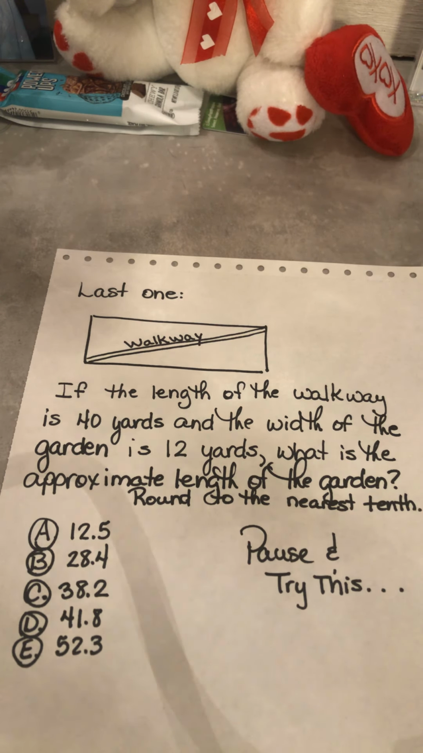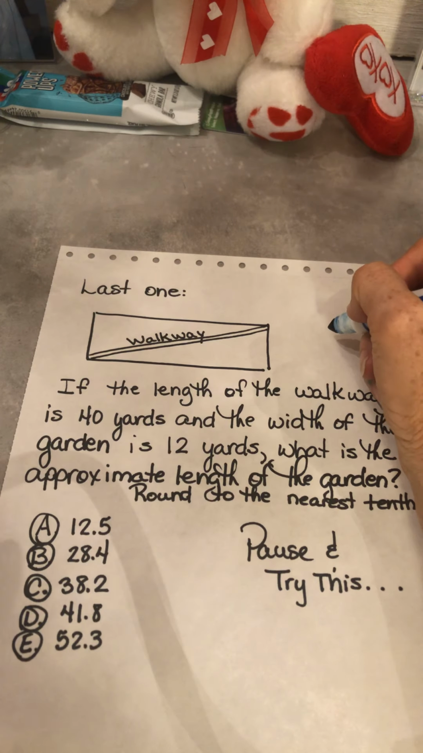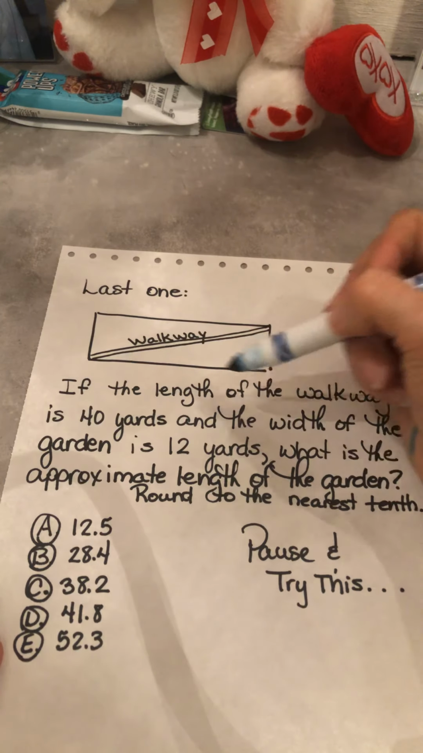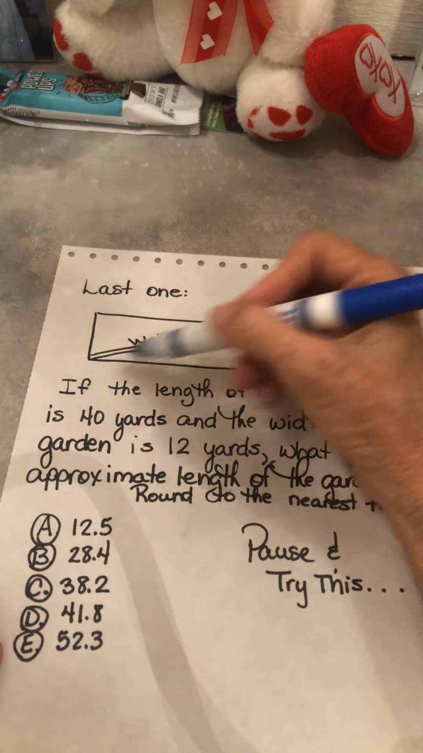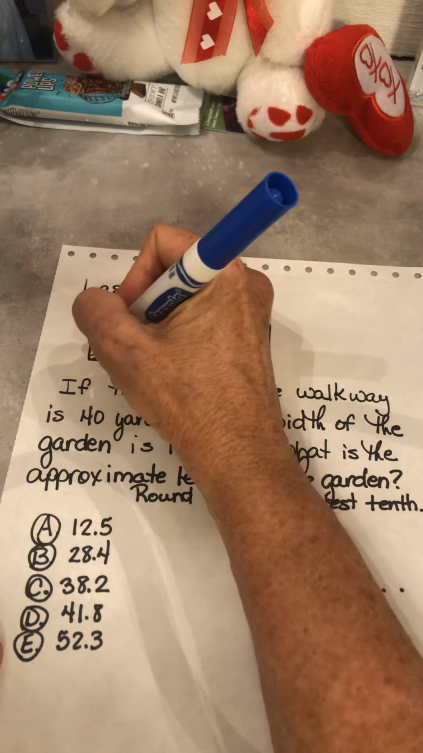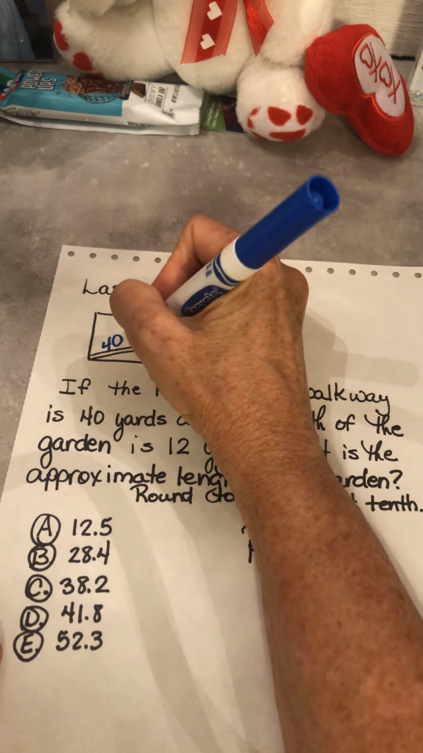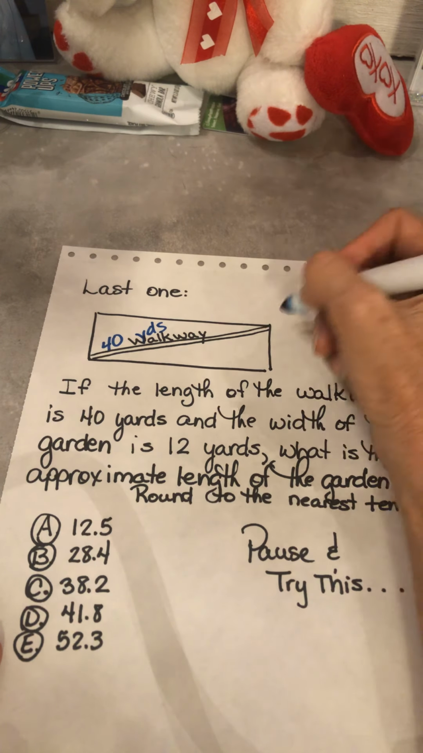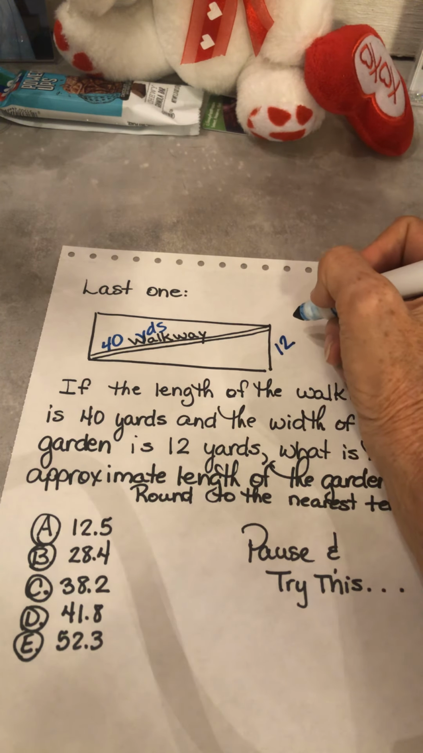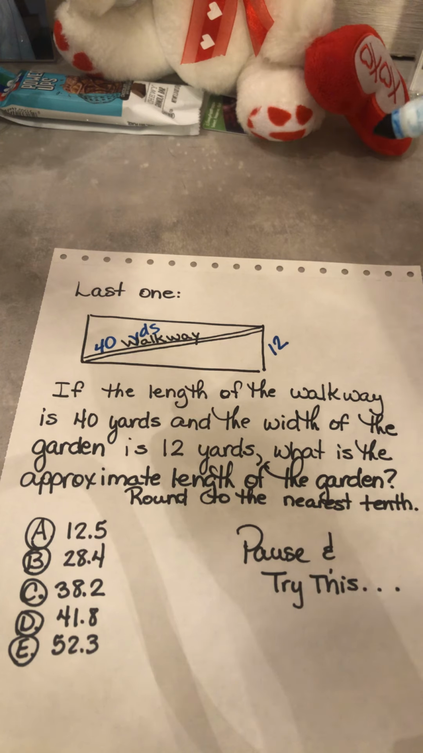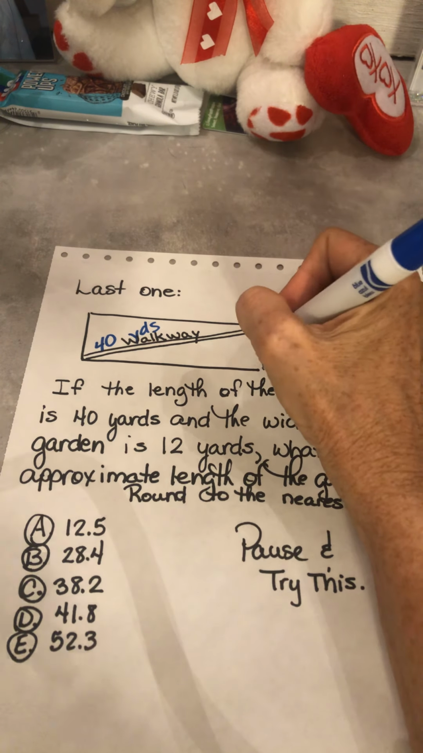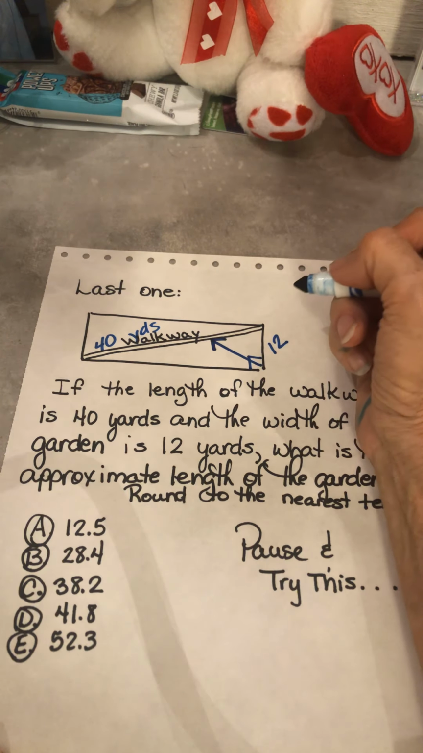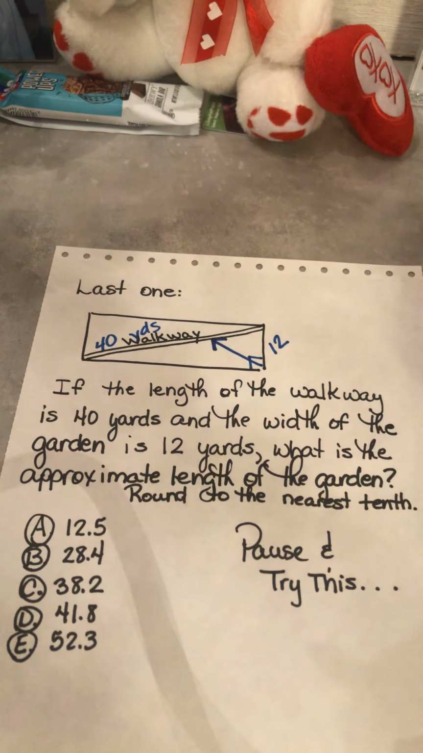Okay, so the first thing I would have been doing if I had this question on my paper is I would have drawn this. Now let's see what I know. If the length of the walkway is 40 yards, so this is 40 yards right here. And the width, I'm going to say the width is here, is 12. What is the approximate length? Right away I know that across from the right angle is the walkway. So that means I did not know the C.